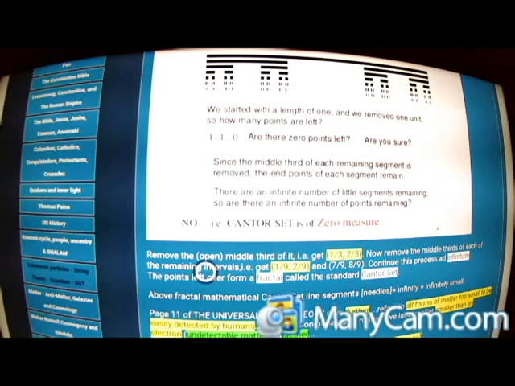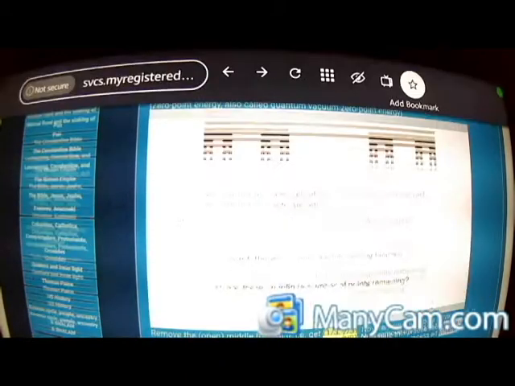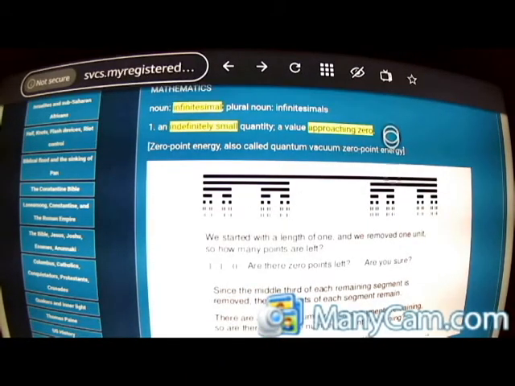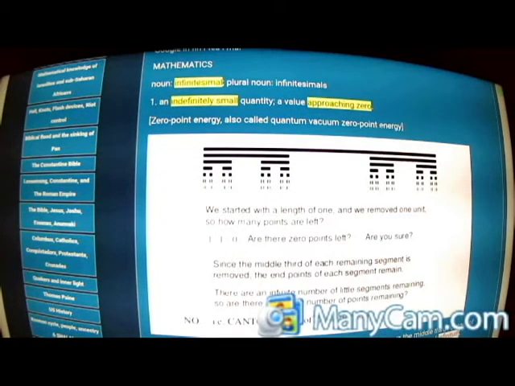Above: fractal, mathematical Cantor set, line segments, needles equals infinity equals infinitely small. As you keep removing a third of the line, it gets smaller and smaller, as illustrated here. And they resemble needle shapes, these lines, or strings. And they approach 0, but they'll get at some point too small for us to see.